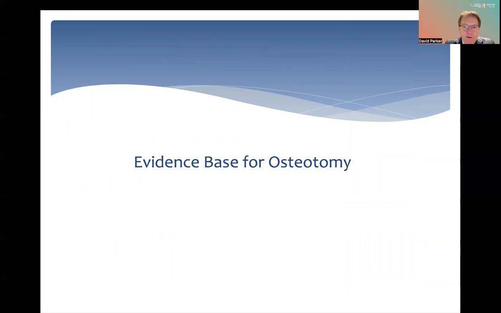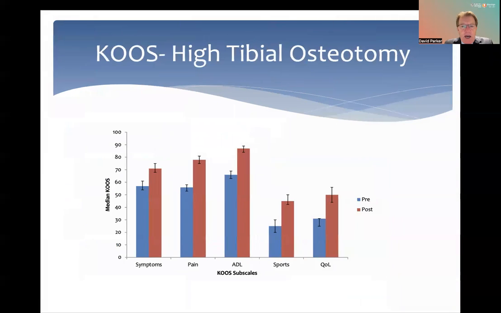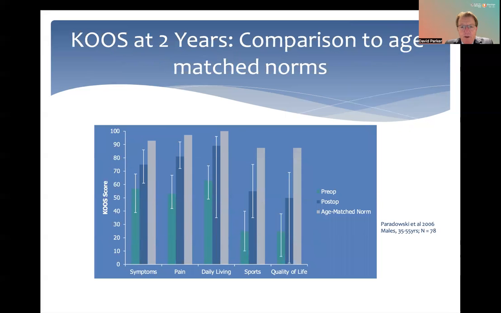If we now look at the evidence base for osteotomy, this is our own series of over 200 patients, predominantly male, with an average age of 49 years and correcting from about 5 degrees average varus to 2.5 degrees of valgus. And we look at their outcomes across the KOOS score, every domain showed a significant improvement. So we're getting improvements and the patients usually are happy with their improvement.